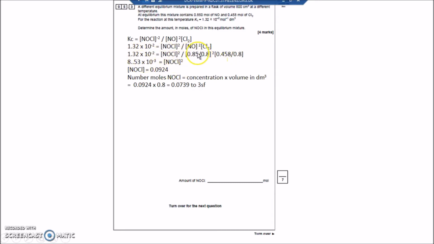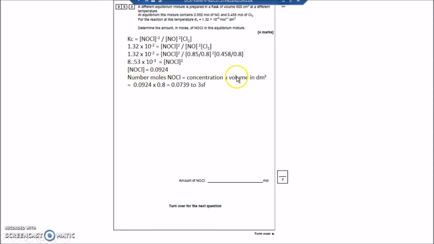So when I rearrange the equation, then these are on the bottom on the right hand side, they get to the top on the left hand side. So 1.32 times 10 to the minus 2 multiplied by 0.85 divided by 0.8 squared multiplied by 0.458 divided by 0.8 comes out as 8.53 times 10 to the minus 3, which is the concentration of NOCl squared. Square root both sides, so NOCl concentration is now equal to 0.0924.